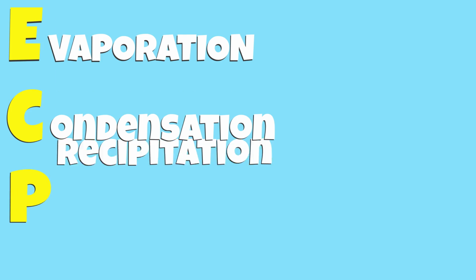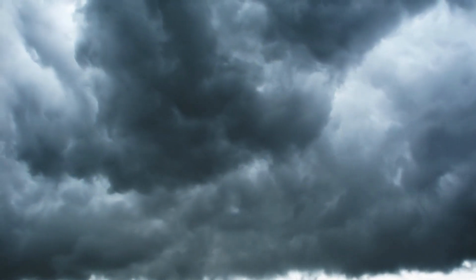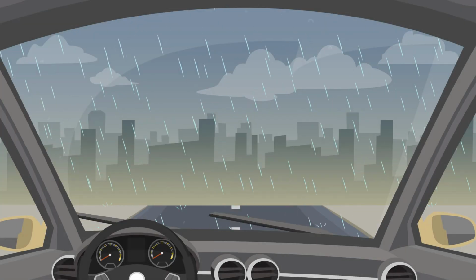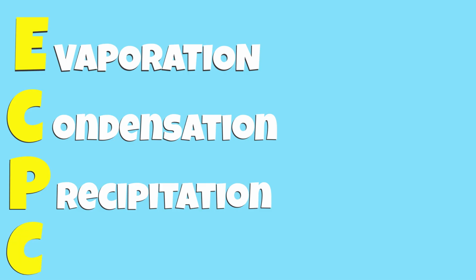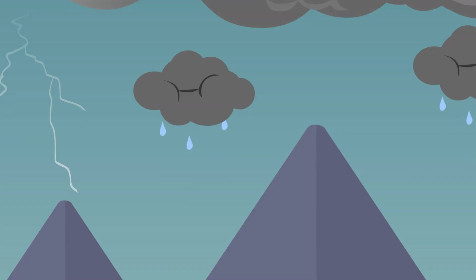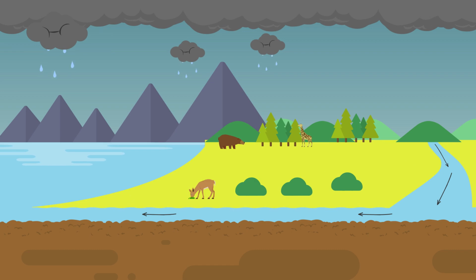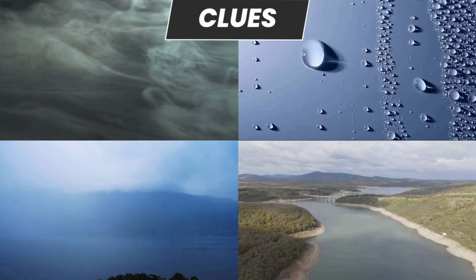P stands for precipitation. When clouds in the sky turn gray and heavy, what comes next? Think about the different forms of water we see falling from the sky. C stands for collection. After a rainstorm, where does the water go? Imagine the journey from raindrops back to rivers and oceans. Now with these clues in hand, let's evaluate our options again.